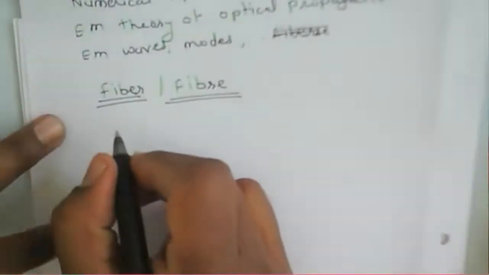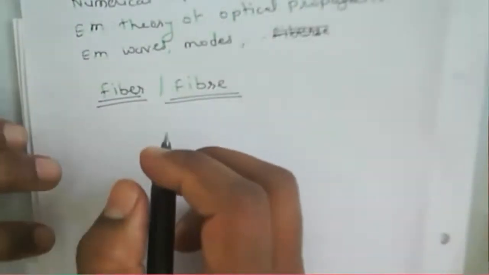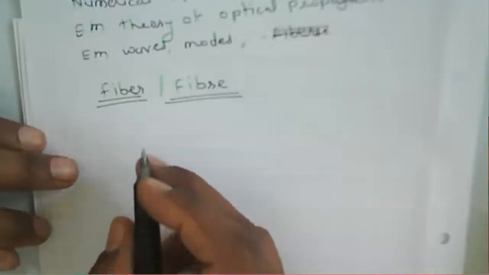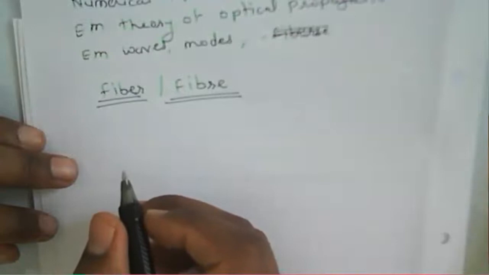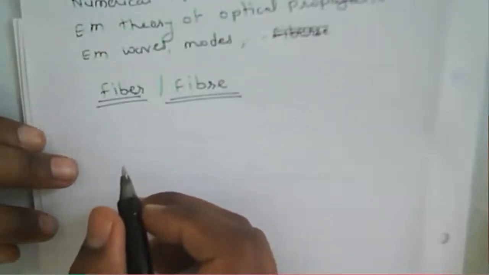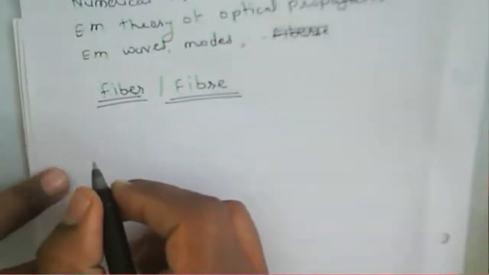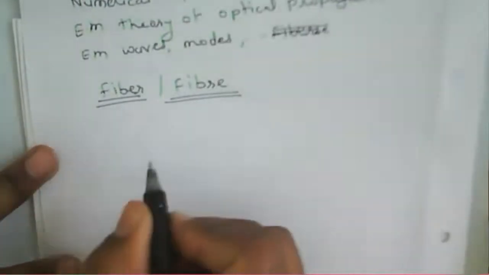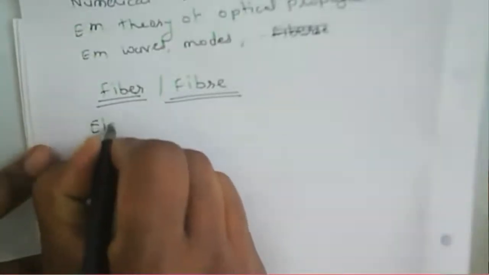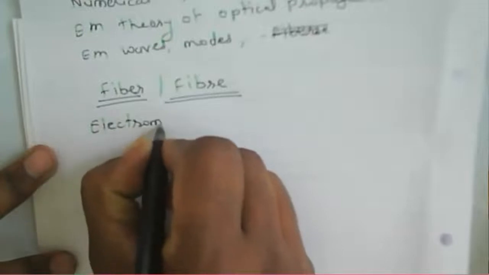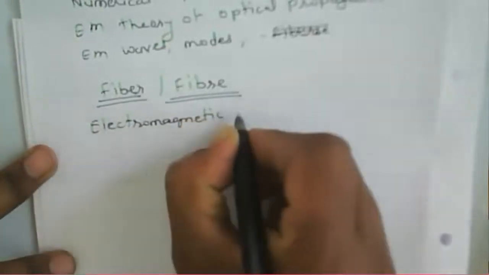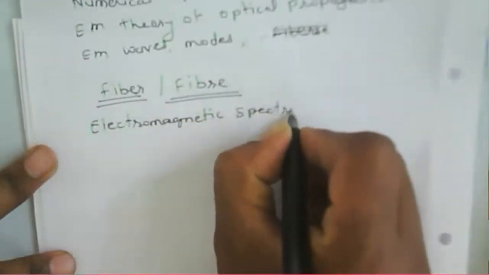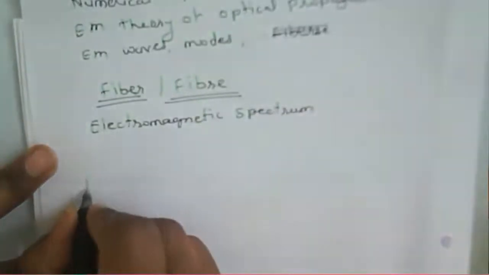Now we see here why we are learning this particular fiber communication and what are their advantages that we need to learn here. So first of all, we should know that fiber will work in what spectrum, that is, in the electromagnetic spectrum. So if you see an electromagnetic spectrum, it will start from the hertz.